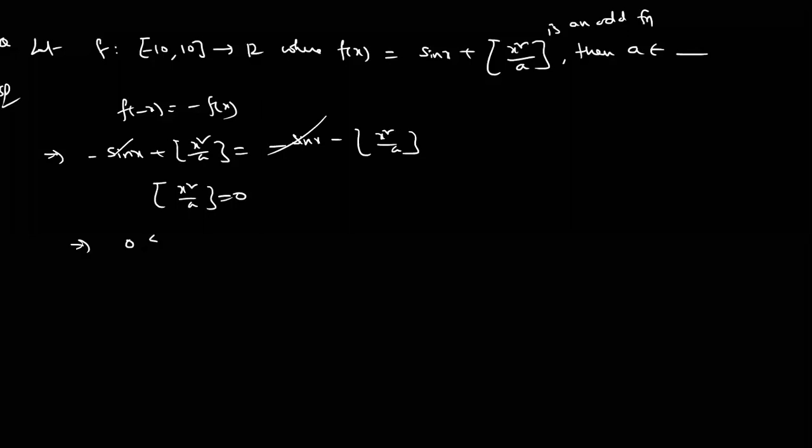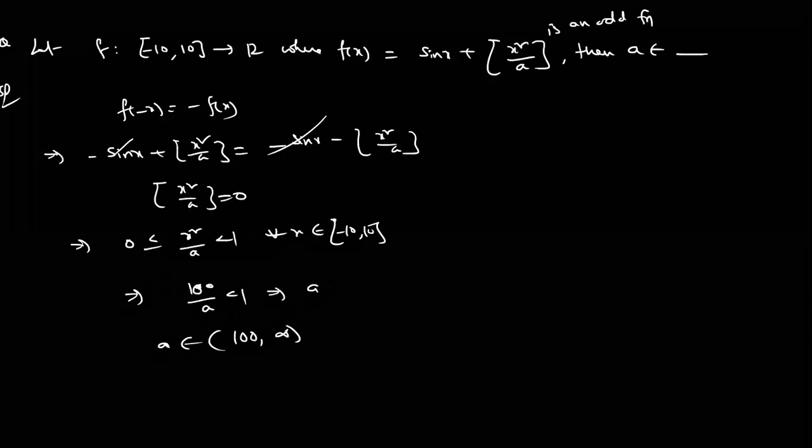When is it possible? This one should lie between 0 and 1, for all x belonging to what? Minus 10 comma 10 domain. So put these values, 100 by a. That means a belongs to 100 comma infinity. Accepting? This is the answer.